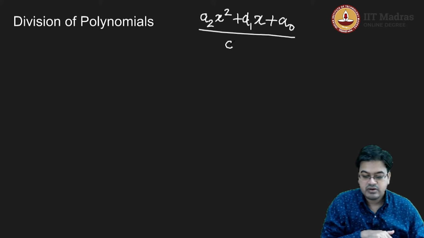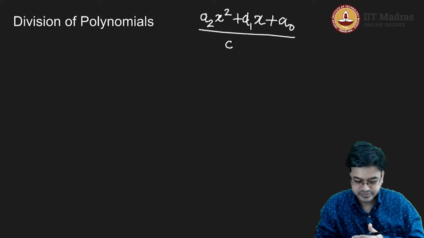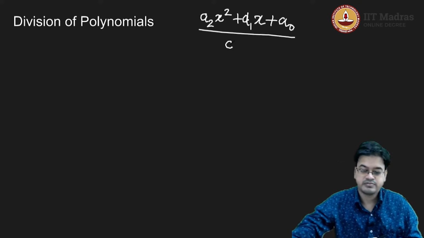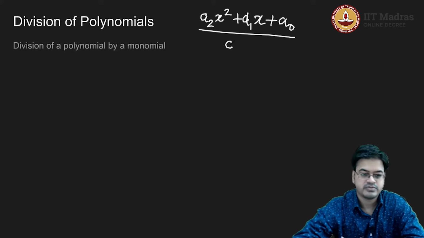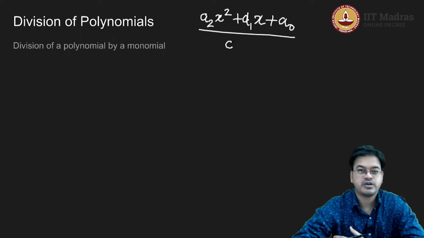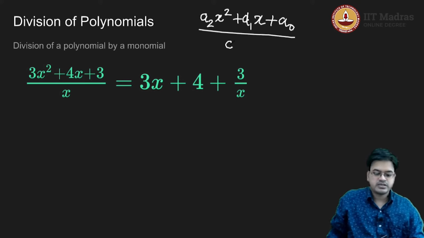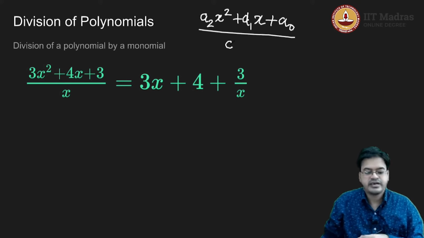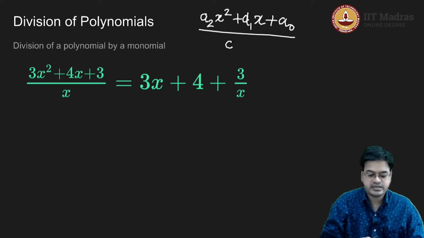Now let us go to one more level of extension. Suppose this polynomial is divided by a monomial. That means we are considering a division of a polynomial by a monomial. Monomial means the polynomial that contains only one term, only one variable term. So in that case, let us take this example: 3x square plus 4x plus 3, which is divided by x. Okay, so notice a few factors here.